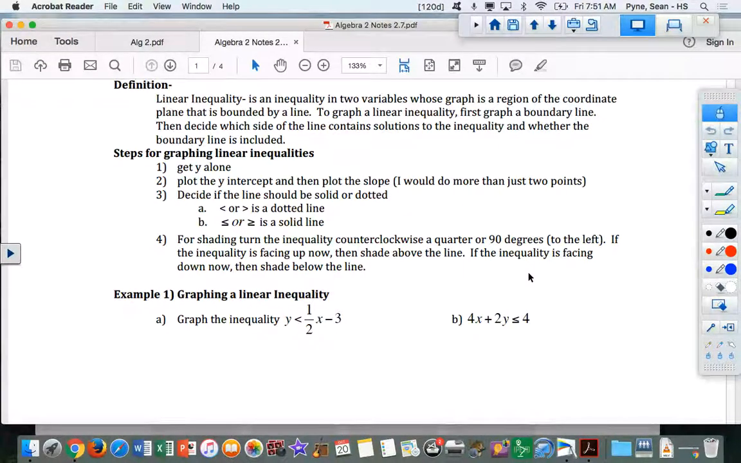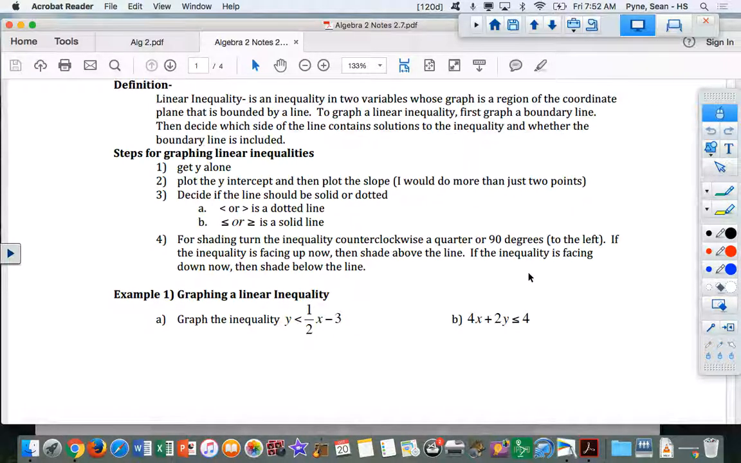Decide if the line should be solid or dotted. Does anybody know the difference for solid and dotted? I mean, it's up there, but off the top of your head. Yeah, Dante. Dotted's for less than or greater than, and then solid is for less than or equal to or greater than or equal to. Good. Another way I like to remember it is we know it's solid because look, underneath it also has a solid line, guys. That lets us know it's going to be solid for that reason.